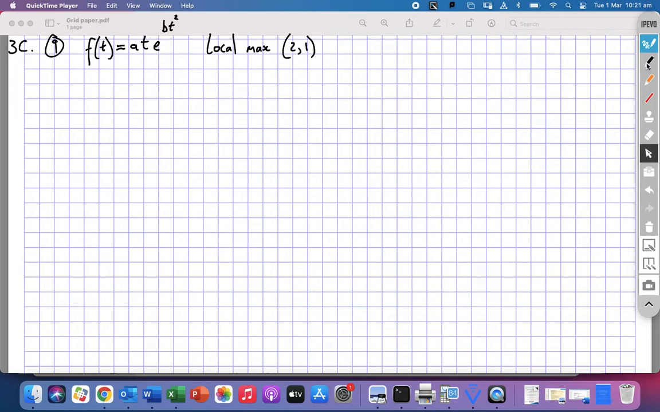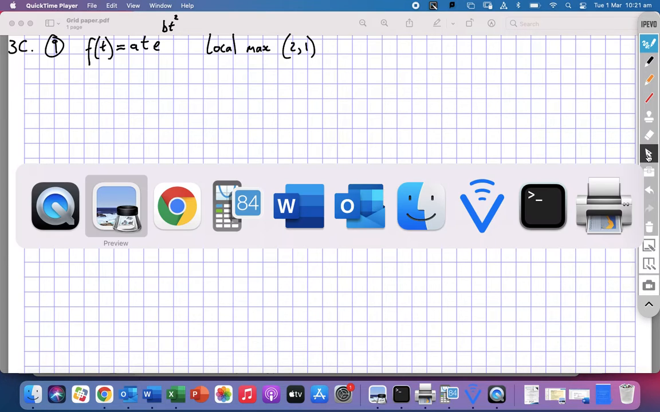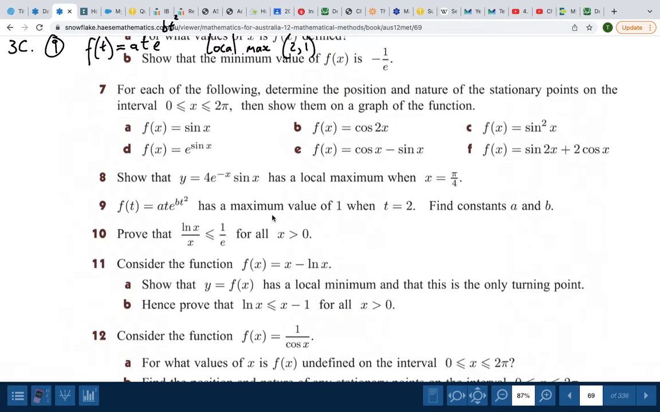I'm looking at question 9 from exercise 3C. I'll show you the question in the book. The function a times t times e to the power of bt squared has a maximum value of 1 when t equals 2. Find a and b.